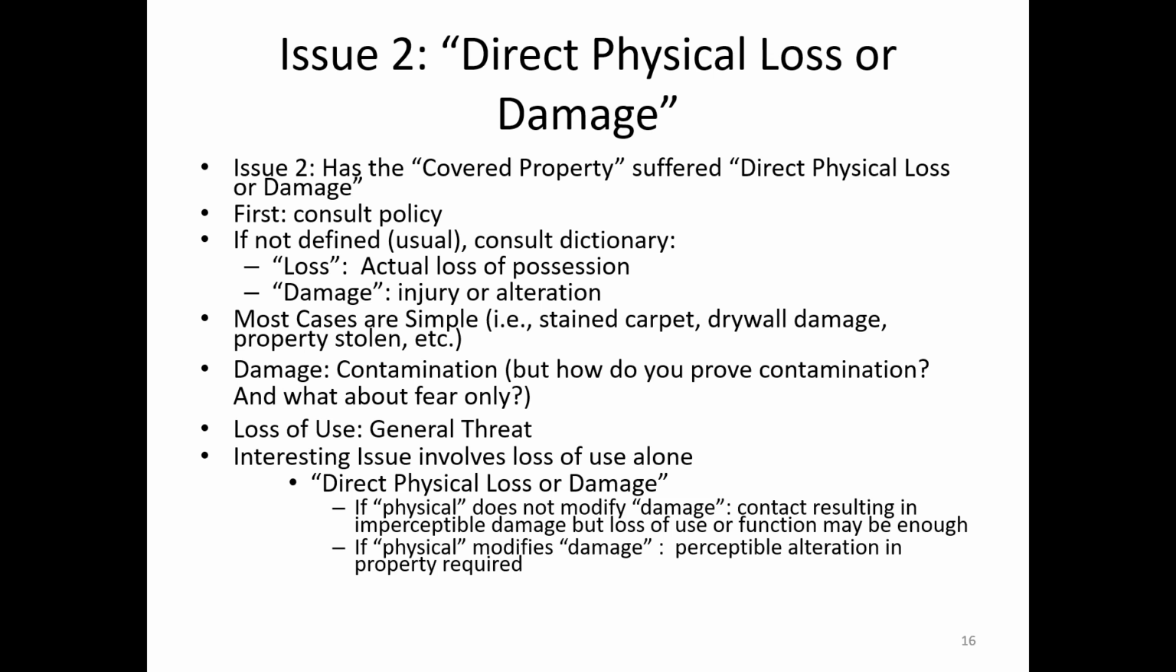So first, you would consult the definition for whether you have direct physical loss or damage. Because some of these policies may have a definition for that. Many don't. So then you consult the dictionary, and the general dictionary definitions are: loss is actual loss of possession, and damage is injury or alteration. So in most cases, it's really simple to tell whether you have direct physical loss or damage. You have a stained carpet, you have drywall damage, you have your property stolen. They're the easy cases. You'll never see them litigated.